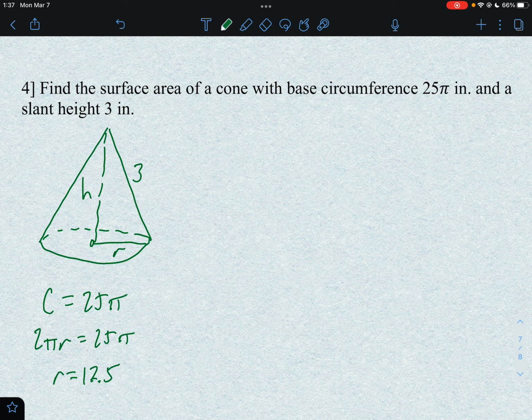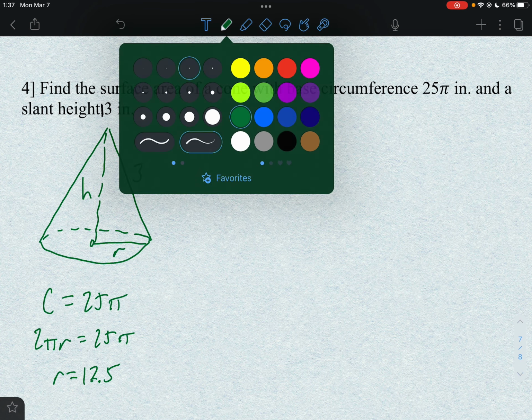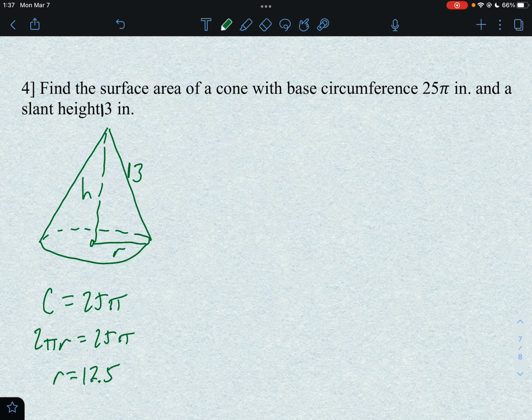This is actually, I made a little typo here. It's not supposed to say slant height 3. It's supposed to say slant height 13. Sorry about that. So let's change that right now. Slant height 13. All right, so now we can find the total surface area because we have everything that we need.